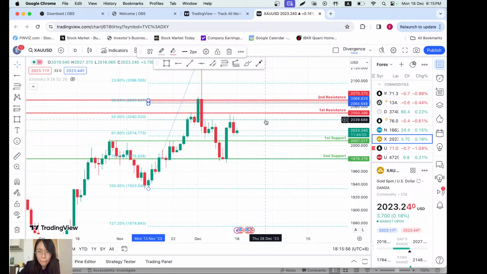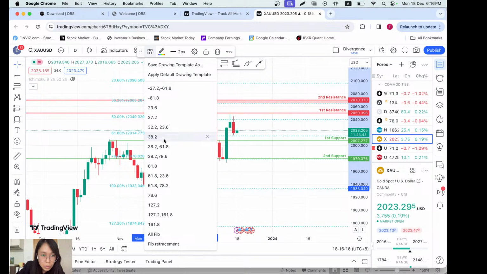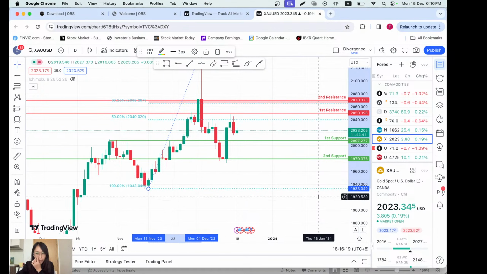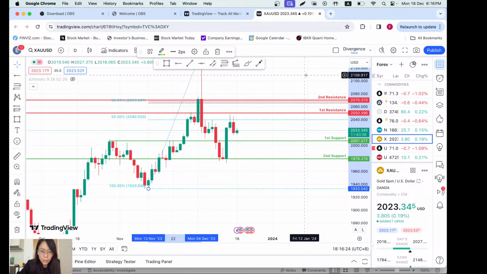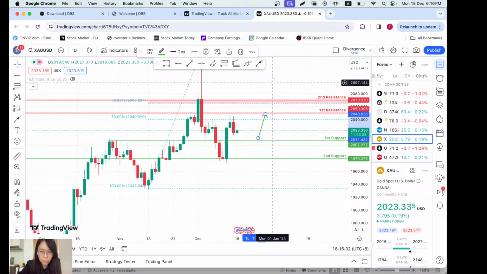And on the 50, you see the price wicks are touching the 50% Fibonacci retracement, and it has come back down. So this will be my goal. If the price were to drop to the first support, I could buy a bounce here.